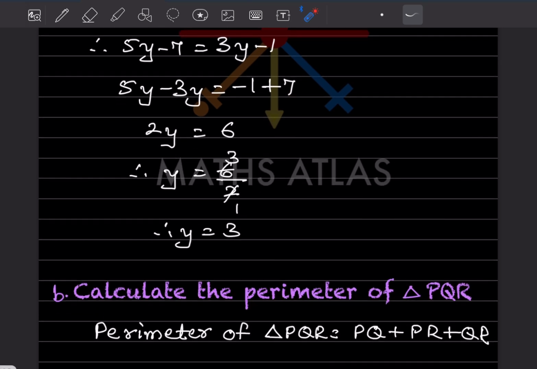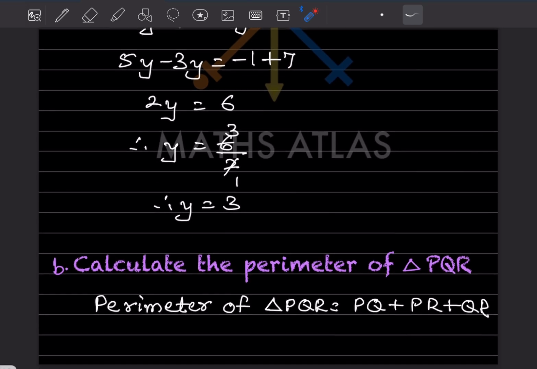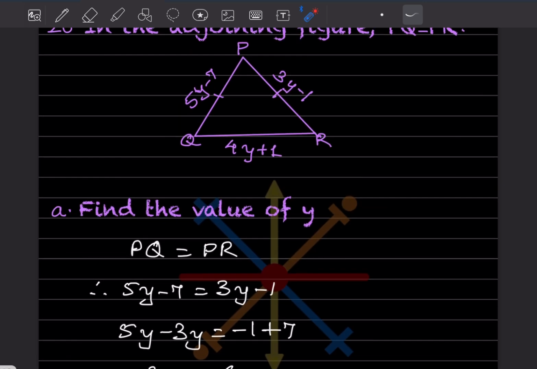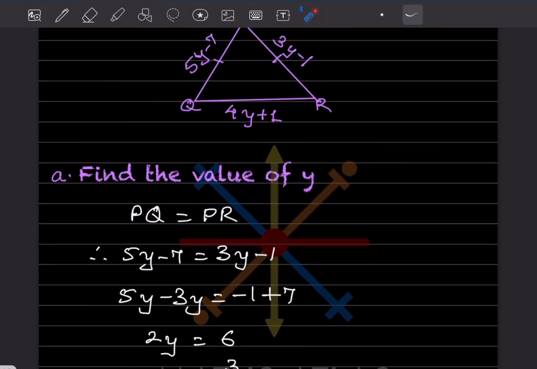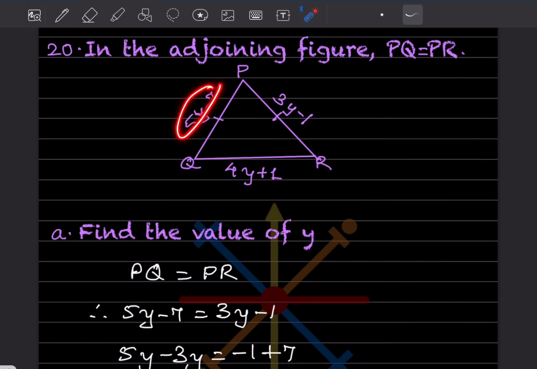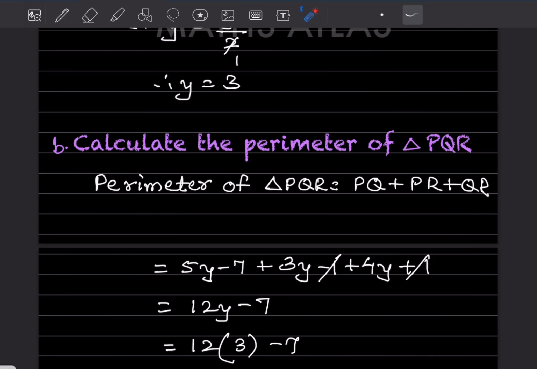Now in the same one they said calculate the perimeter of this triangle PQR. Perimeter means, the first thing you should know, is the sum of all sides, all these three sides. Now you got the value of y as 3. So what will you do? You are going to add these together. The perimeter of the triangle means PQ plus PR plus QR. So we know that is this plus this plus this. You are going to add it.